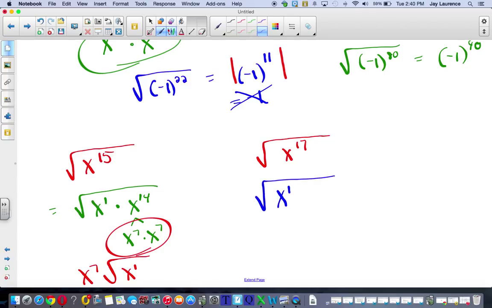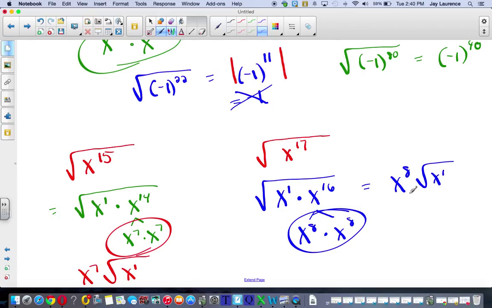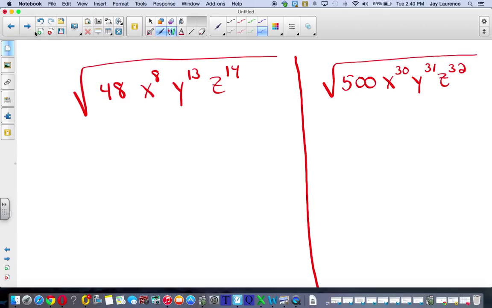I'm going to rewrite this as x to the 1st times x to the 16th. 16 is even, so I'm going to think about it as x to the 8th times x to the 8th. Take the radical of that, and I will get x to the 8th, radical x to the 1st, and there you go. All right, let's look at two that are a little bit more complicated. They're actually easy. It's just 4 problems in each.